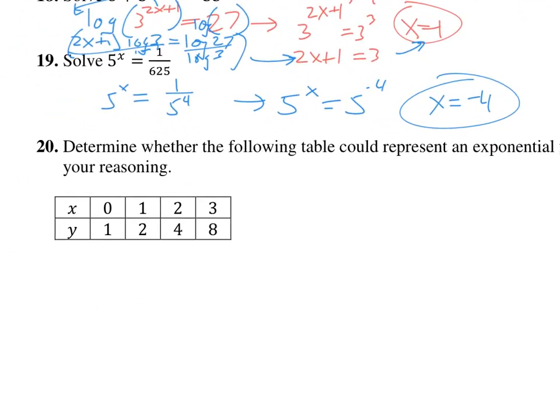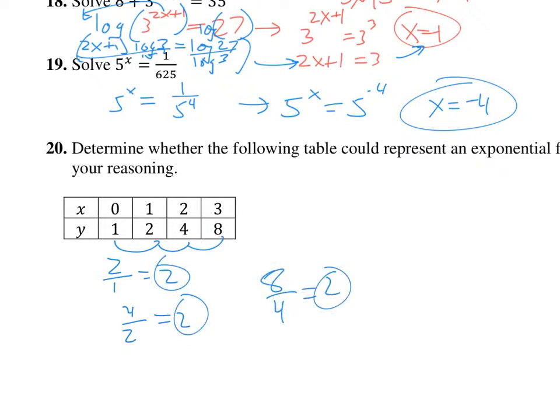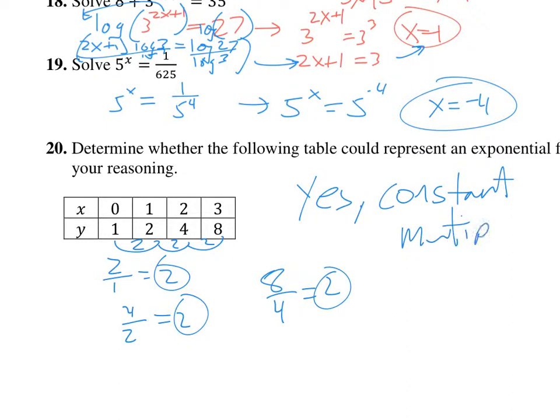Okay. Last but not least, could this be an exponential function? Well, we've got to check the factors, the quotients. 2 divided by 1 is 2. 4 divided by 2 is 2. 8 divided by 4 is 2. We have a constant multiple there. We're multiplying by 2 times 2 times 2. So yes, we have a constant multiple of 2.